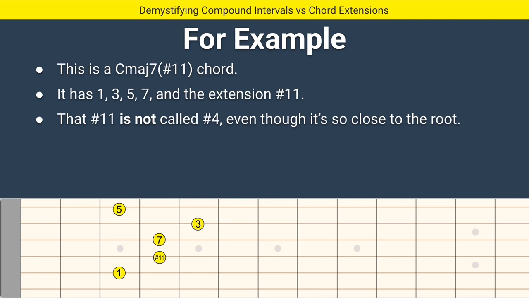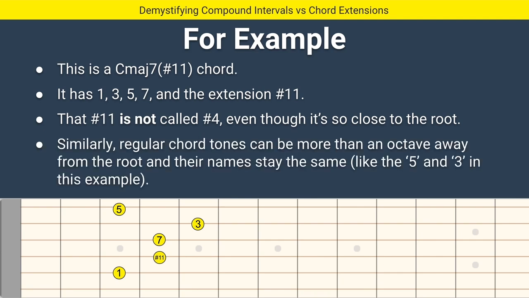That sharp 11 is not called sharp 4, even though it's so close to the root. If you use your mad skills for counting with the major scale, you can go 1 to 2, and then cross over from 2 to 3 with the whole step. You've done all this. You could say 3 to 4 is a half step, and then say, oh, okay, that's sharp 4. It's a half step above 4, sharp 4. But as a chord tone, it's called sharp 11.